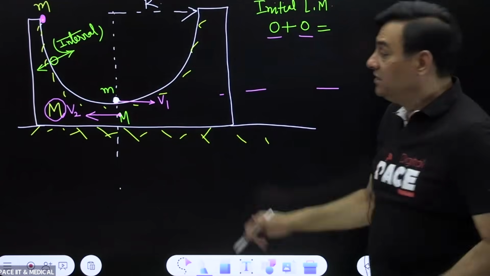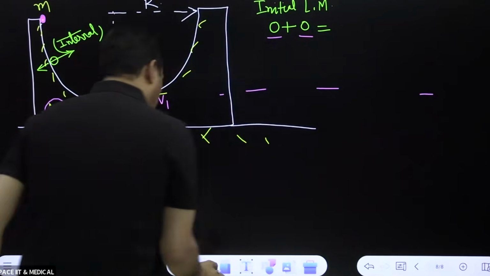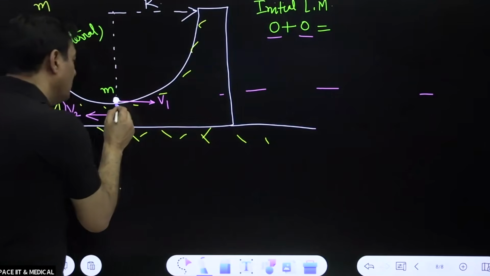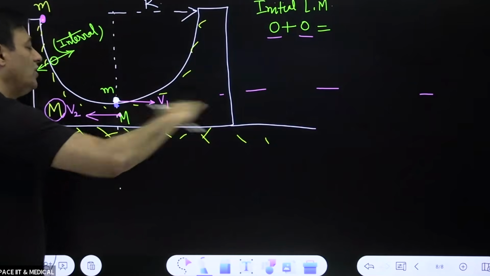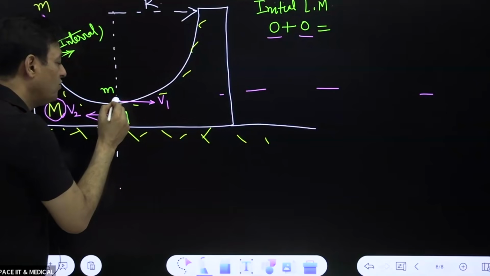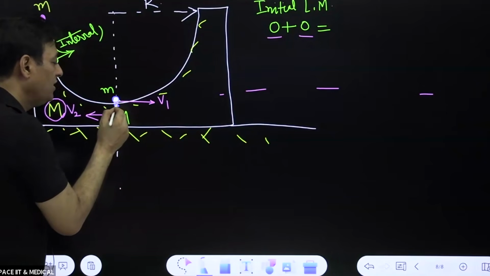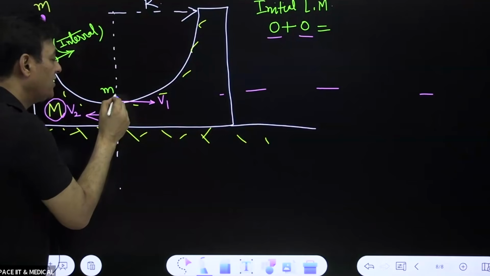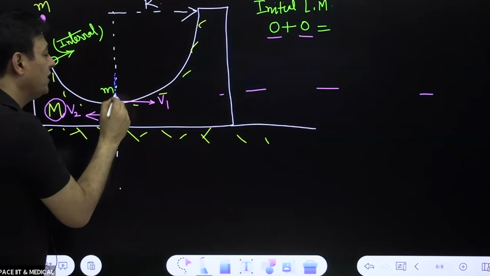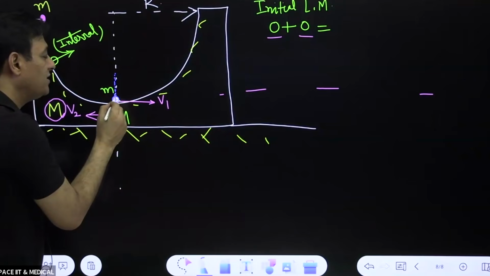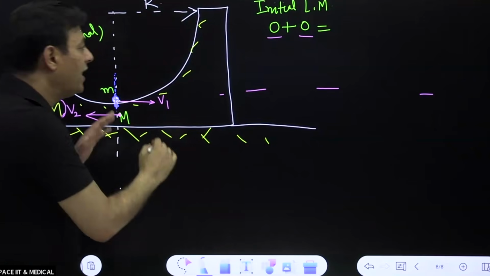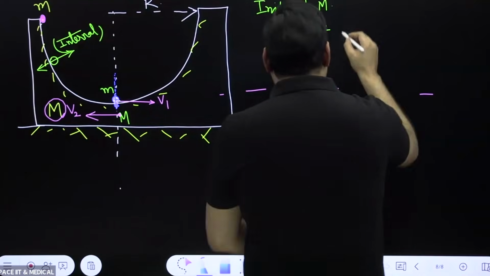Constraint. This wedge, the point in contact, this point, has zero vertical velocity. It can only shift horizontally. The ball, when it reaches the lowest point, is in contact with this point. Therefore, because of the vertical direction constraint, it cannot have a vertical velocity at this instant when it is at the lowest position. It can only have a horizontal velocity. Therefore, I am conserving linear momentum in horizontal direction.